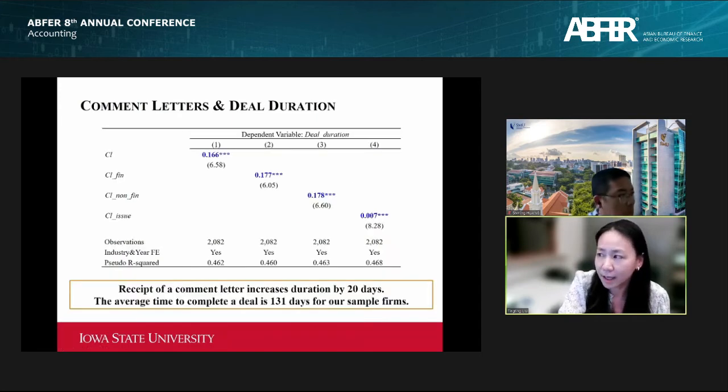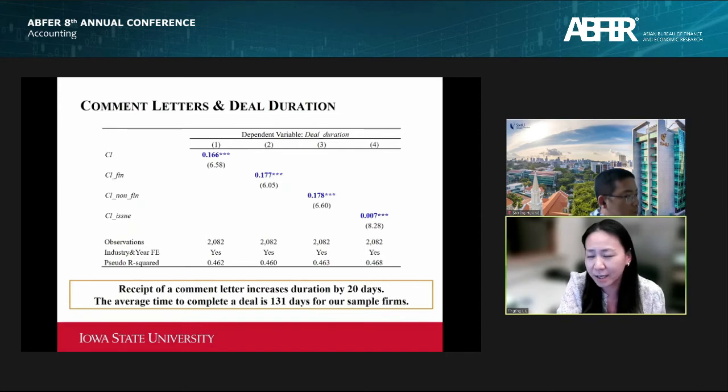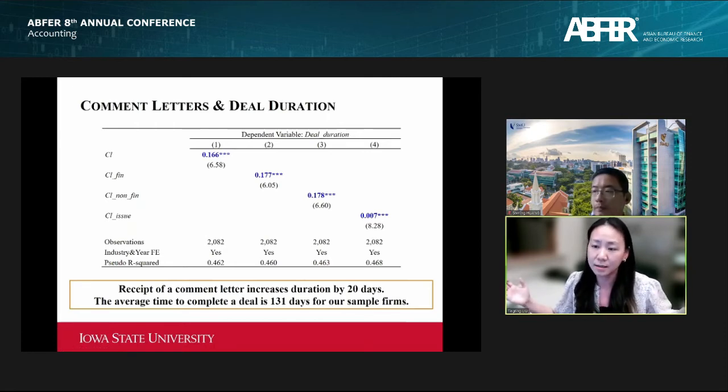So finally, we look at deal duration. We anticipate we're going to find significant results, and not surprisingly, the results are quite strong. Getting a comment letter is associated with a longer time between the announcement and deal completion. Economically, if a firm gets a comment letter, the process is delayed by about 20 days, like 3 weeks. The average time is like 131 days. Is 20 days economically significant or not? We can each have our own opinion. I tend to believe 20 days is a pretty significant delay.